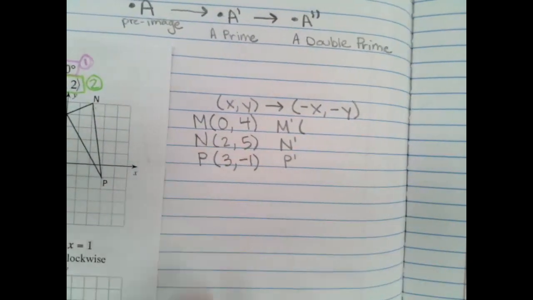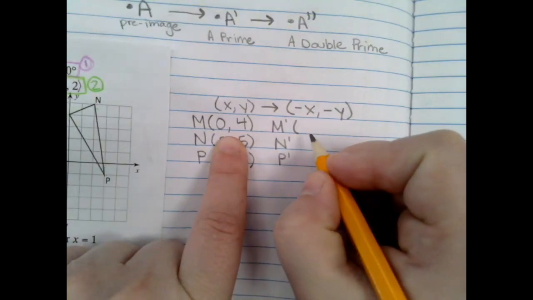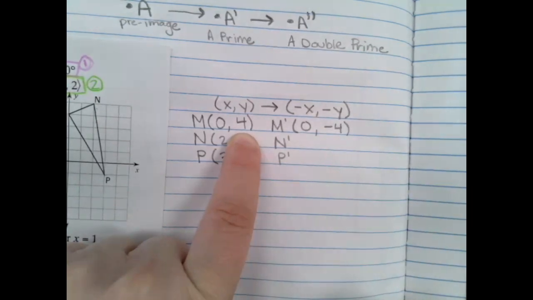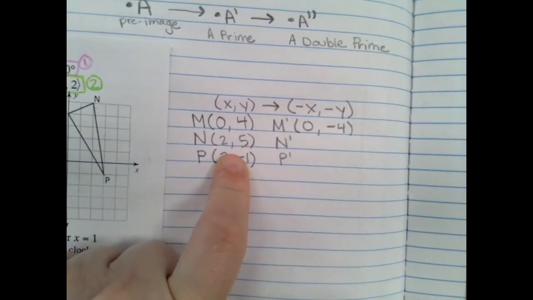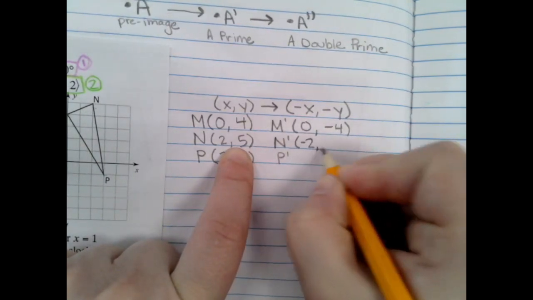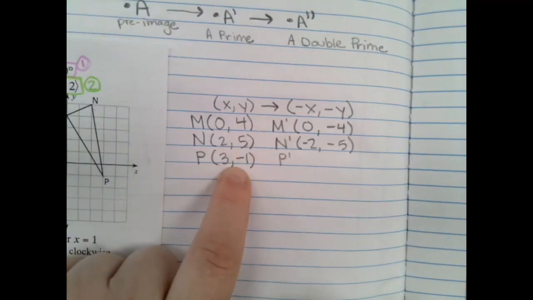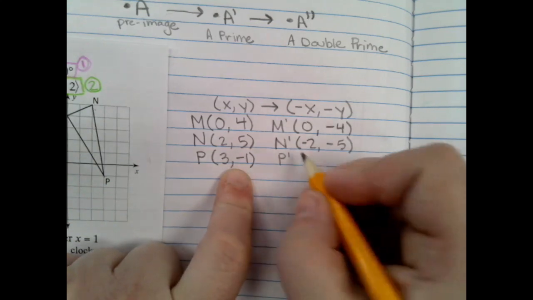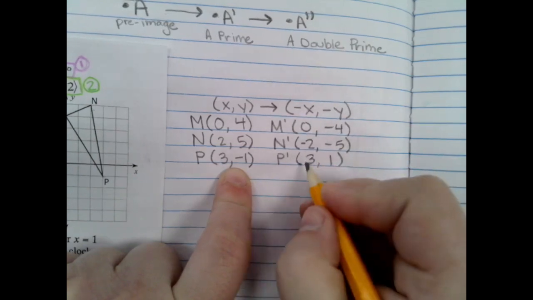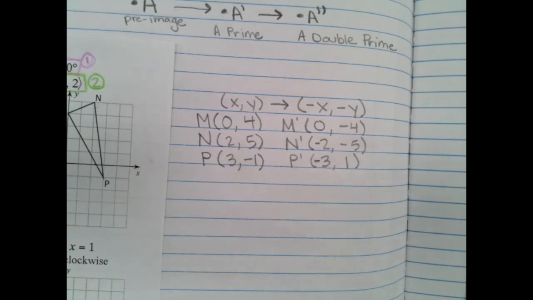So 0, 4. What's the opposite of 0? 0. What's the opposite of 4? -4. 2, 5 is going to change to -2, -5. And what would 3, -1 change to? 3, what? +1, but -3, yep. We're really excited about that negative changing to a positive.